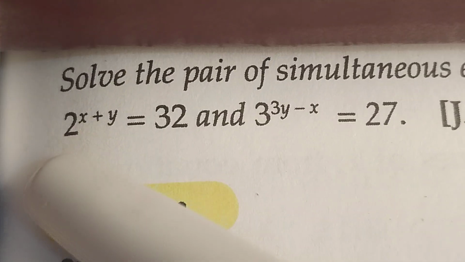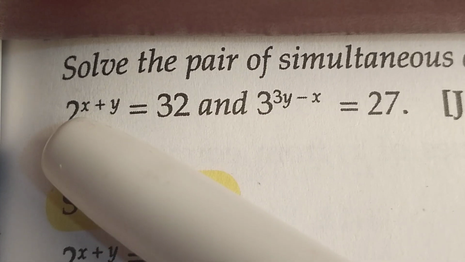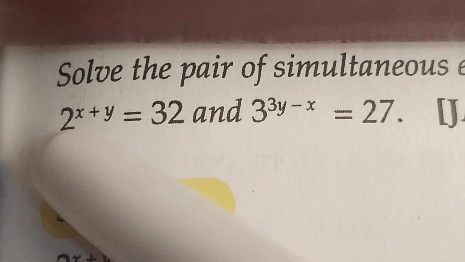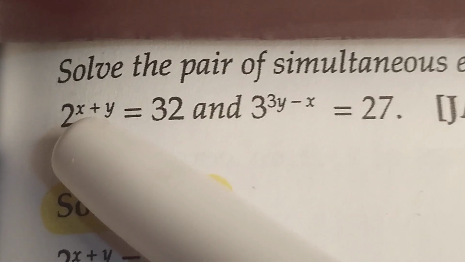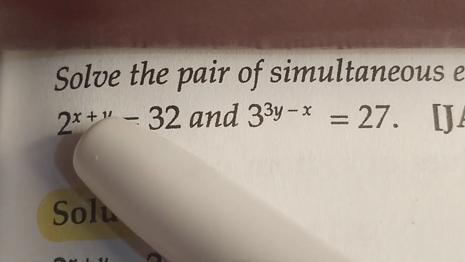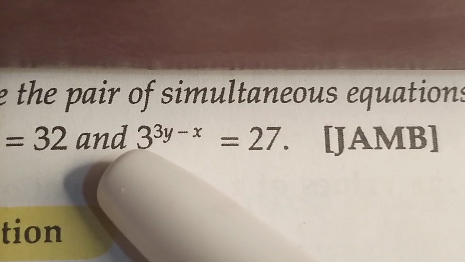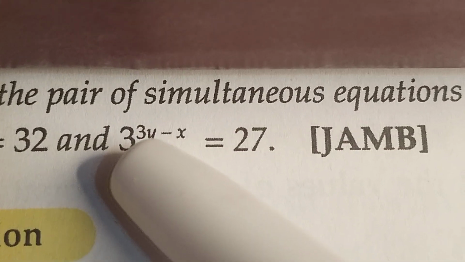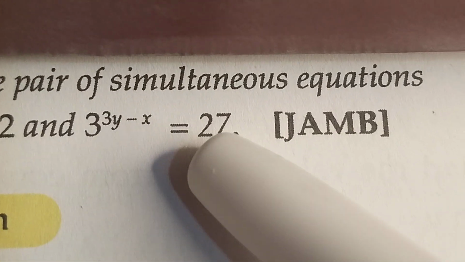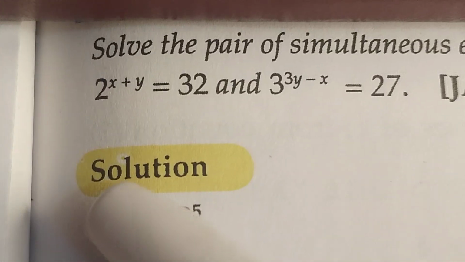So we have 2 raised to power x plus y equals 32, and that's the first one. The second one: 3 raised to power 3y minus x equals 27. Like I say, it's a Jamb question. So, solution.